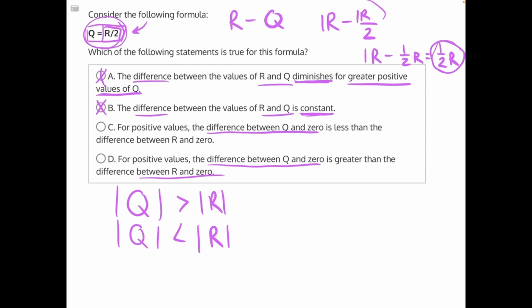Because the easiest way to compare is if all of our variables are the same, so let's put Q in terms of R. Is the absolute value of R over 2 greater than or less than the absolute value of R? Well, looking at this, R divided by 2, anytime you're dividing a number, you are making it smaller. You are splitting it here clean in half, which is always going to make it smaller than the original number that we started with, R, which means the absolute value of Q will always be less than the absolute value of R, making C our correct answer and making D incorrect.